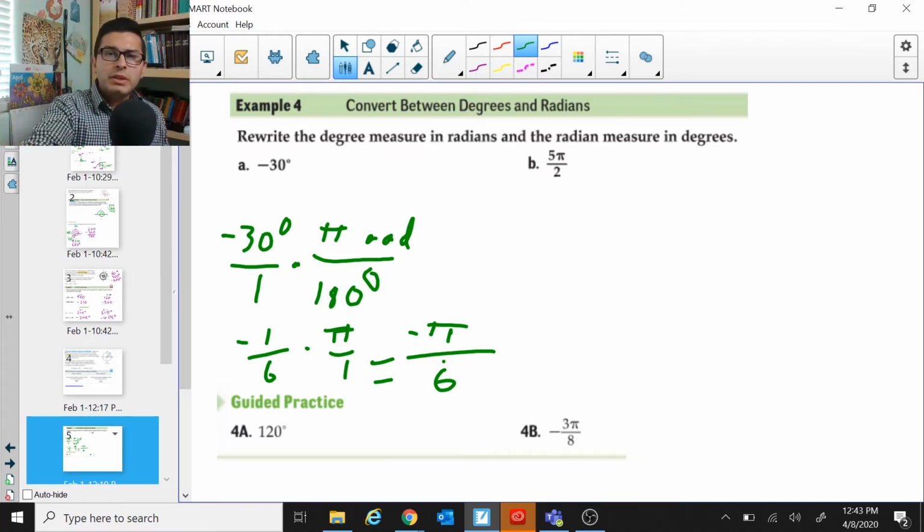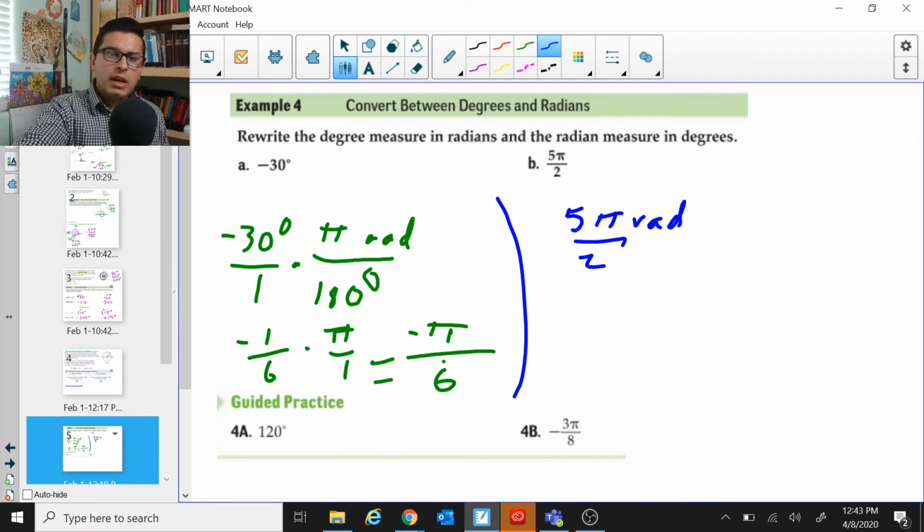So let's try it with this next one. And this will be 5pi/2. Of course, this will be radians. And I need to convert this into a degree. Again, what do I not want here? I don't want the radian. I want to turn it into degree. So to get rid of the radian, I'm going to put radians on the bottom. That is going to be my pi.